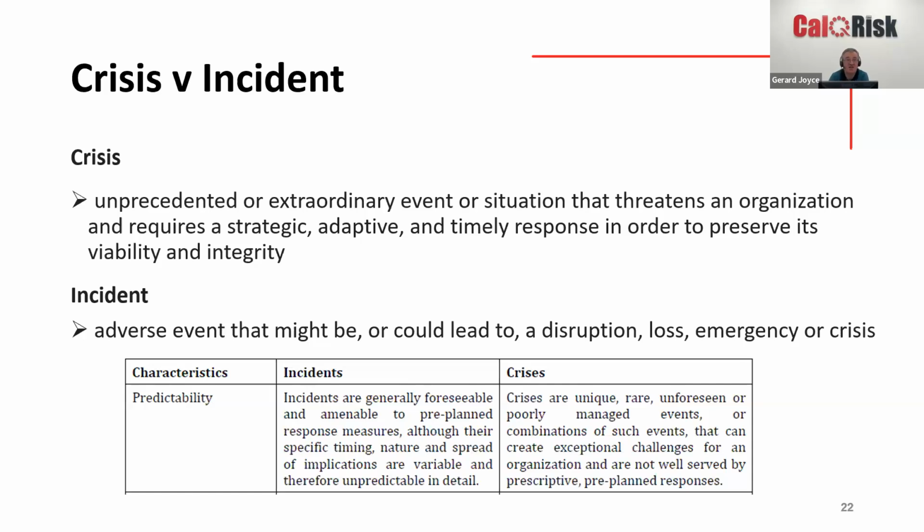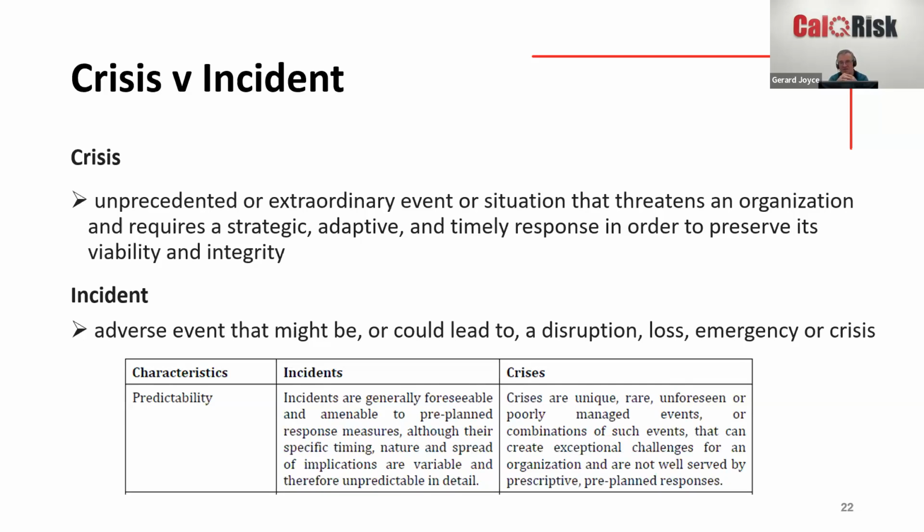Whereas an incident is an adverse event that might be or could lead to a disruption, a loss, emergency, or crisis. So an incident is anything from a near miss, "whoa, that was close," to something that is handled badly and then becomes a crisis. So it's the full range. But generally, incidents are things that we consider foreseeable, and we can plan for them.